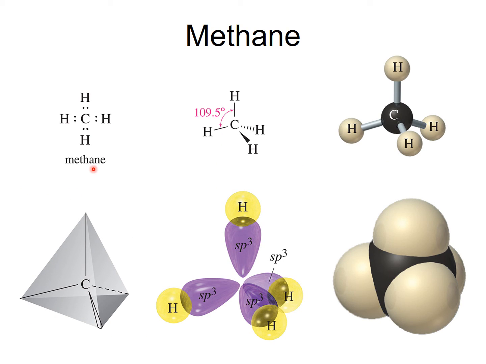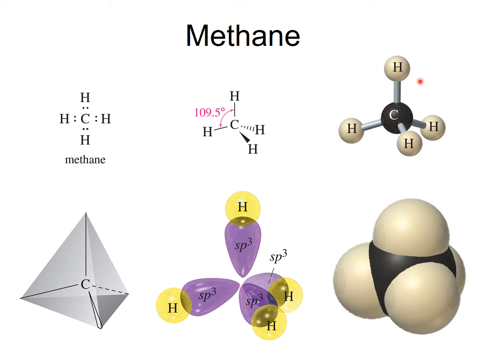So here's the structure of methane. Here's the Lewis dot structure of methane. You can also draw it with this wedge dash drawing where this is coming out at you, that's going back behind the plane. This bond angle is 109.5. This other bond angle is 109.5. The bond angle between these two hydrogens is 109.5. The bond angle here is 109.5.